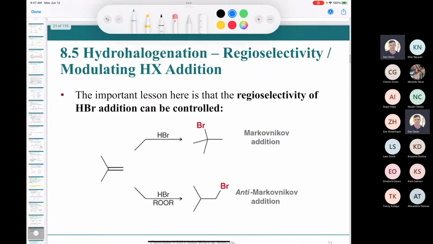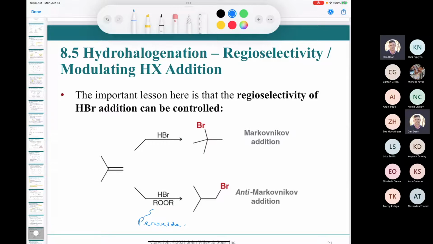To summarize, we can control the regioselectivity of HBr addition. If we have HBr added to an unsymmetrical alkene, with no peroxides in our flask, we get Markovnikov addition: the rich get richer. Whereas if we have peroxides in our flask, this is called a peroxide, we get anti-Markovnikov addition. Give me a thumbs up if you follow me on the concept of the rich get richer, Markovnikov.